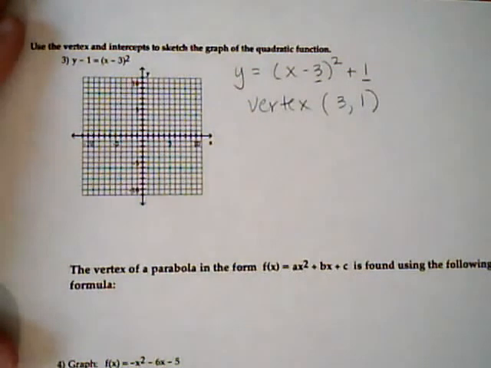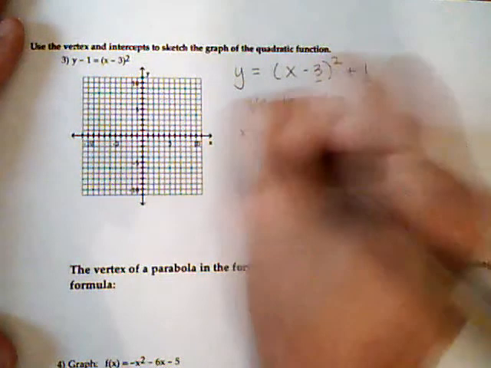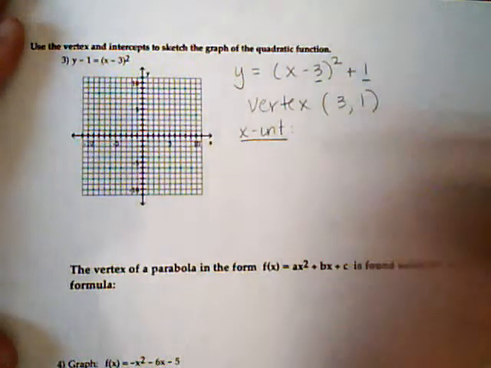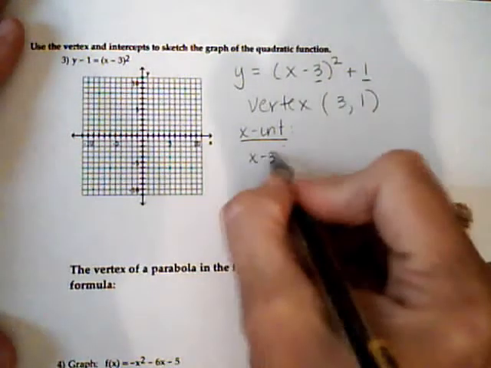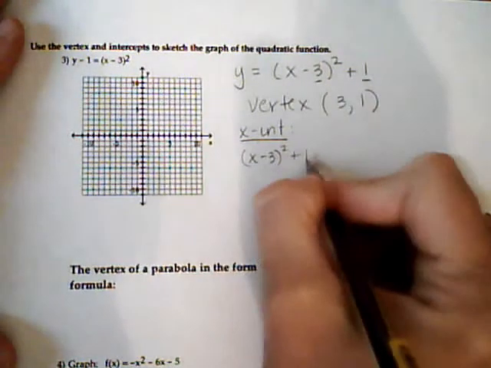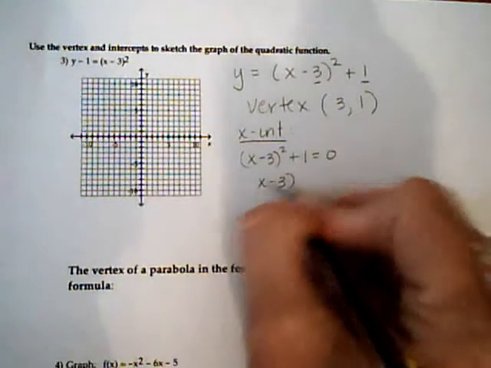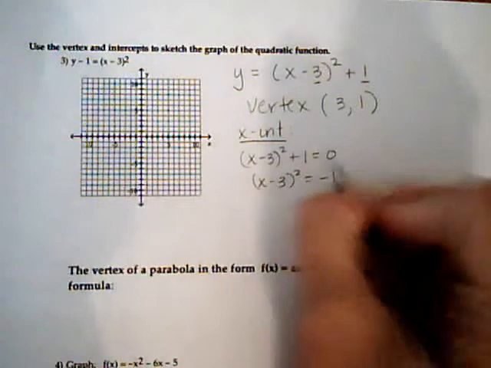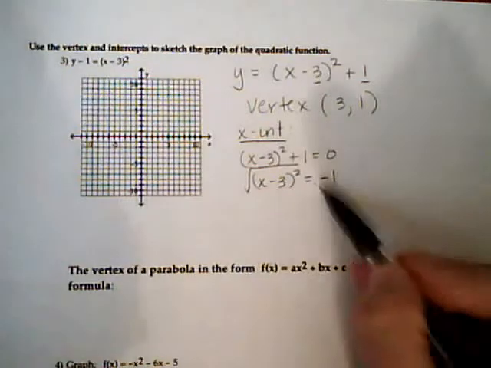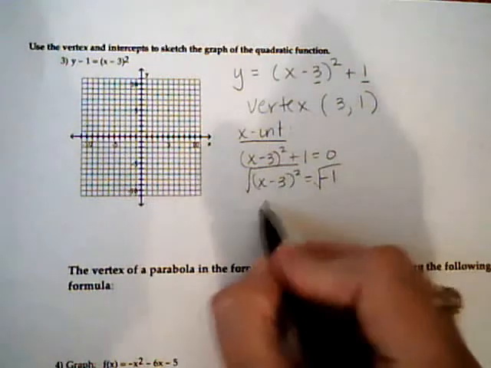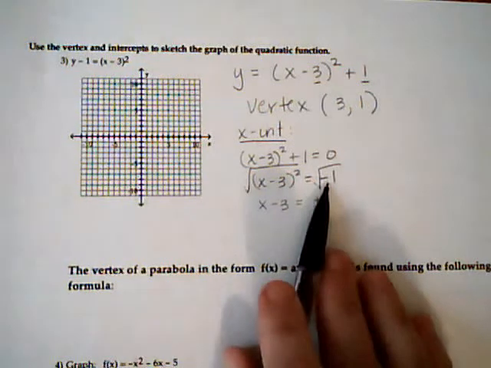Okay, to find the x-intercepts, you're going to set the equation equal to 0. I'm just going to use it in the form we have here. x minus 3 squared plus 1 equals 0. So x minus 3 squared equals negative 1. Take the square root of both sides. x minus 3 equals plus or minus the square root of negative 1.